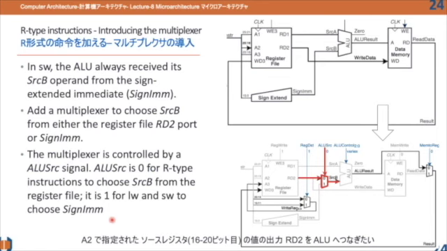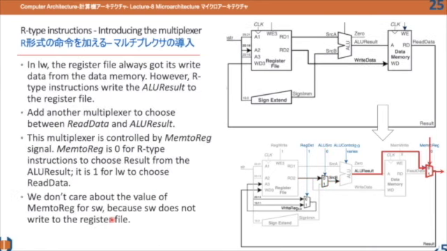Now let's move to the second issue. In load word instruction, the register file always gets its write data from the data memory. I explained this briefly in the first lecture. So it always comes from here.